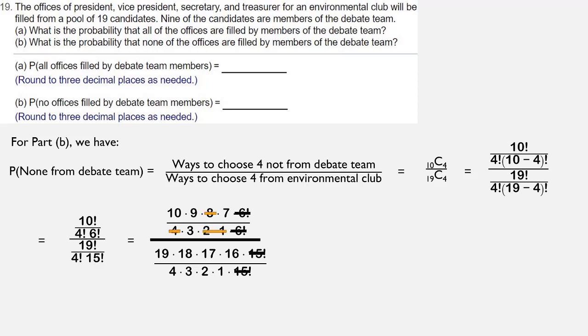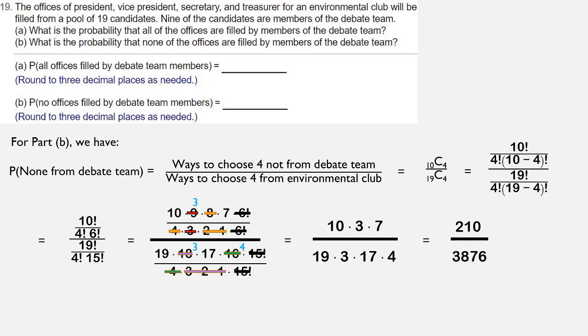Then we also have the 1, 2, and 4 in the denominator of the numerator fraction reduced with the 8, and the 3 reduces with the 9 to leave a 3 behind. Then in the denominator fraction, we have the 3, 2, and 1 reduced with the 18 to leave a 3, and the 4 reduces with the 16 to leave a 4. So we end up with 10 times 3 times 7 over 19 times 3 times 17 times 4. The numerator is 210, the denominator is 3876.